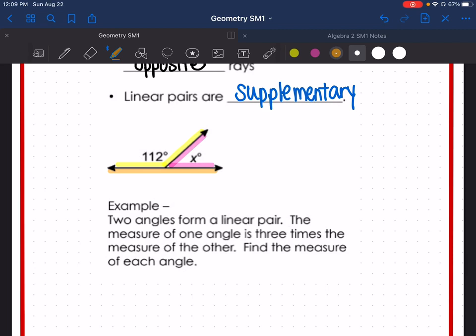Let's go ahead and take a look at our example. Two angles form a linear pair. So let's go ahead and underline that. I know that when I see the word linear pair, I'm going to add the two angles together and they have to equal 180 degrees because that's what linear pair means. The measure of one angle is 3 times the measure of the other. Find the measure of each angle.